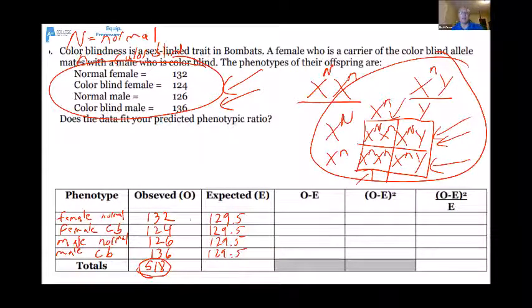And now to finish my chi-square analysis, I just do what the chart tells me to do. So I go O minus E. 132 minus 129.5 in that first row, so that's 2.5. 124 minus 129.5, negative 5.5. 126 minus 129.5 to get negative 3.5. And 136 minus 129.5 to get 6.5.